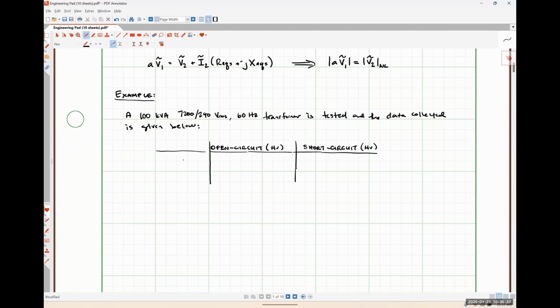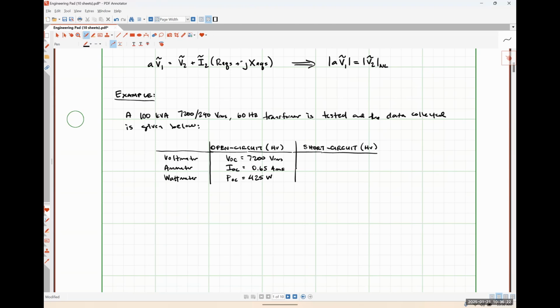So let's say that the top thing is going to be the readings from the voltmeter. Then in the middle, we'll have the ammeter. And lastly, we'll have the wattmeter. So let's say that our open circuit test gave us a VOC of 7,200 volts RMS, an open circuit current of 0.65 amps RMS, and a power of 425 watts. And again, all of those are measured with the test being performed on the high voltage side.